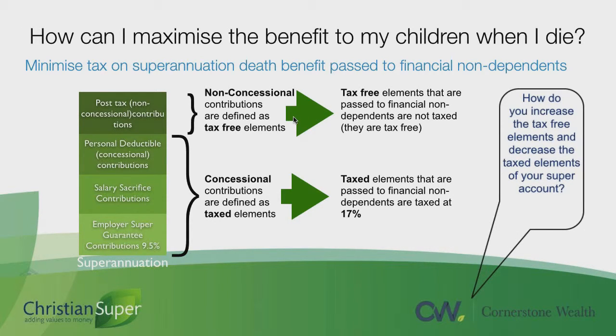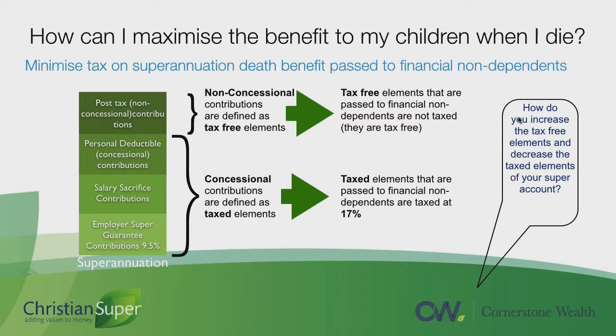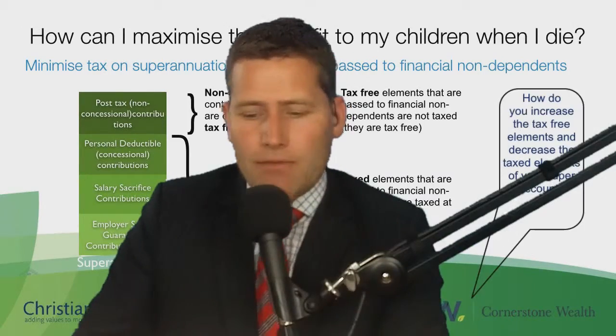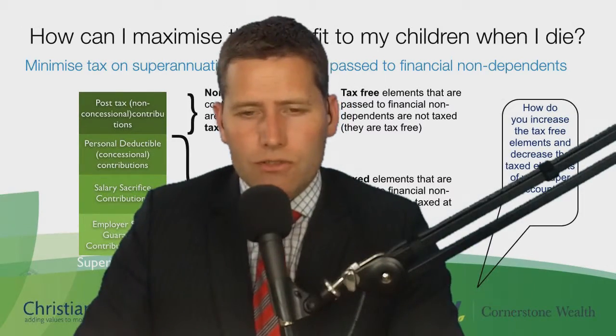So the question is, how do you reduce your taxed components and increase your tax-free components so that you can actually reduce the amount of tax that your beneficiaries pay should it be passed on to your children?